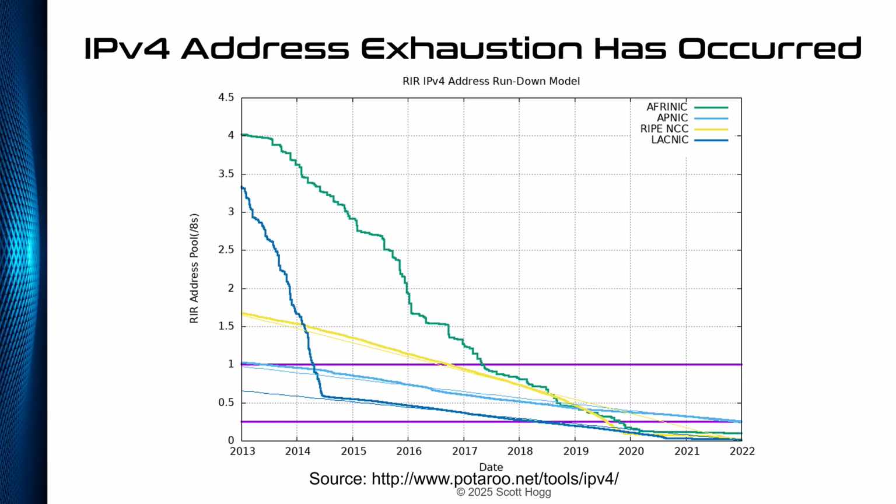In this graph, we see the burn down from the 5 RIRs around the world and observe the scarcity of public IPv4 addresses. If your organization requires more public IPv4 addresses, then you now must buy them from another company. You must go through the address transfer process, which can be an expensive transaction.